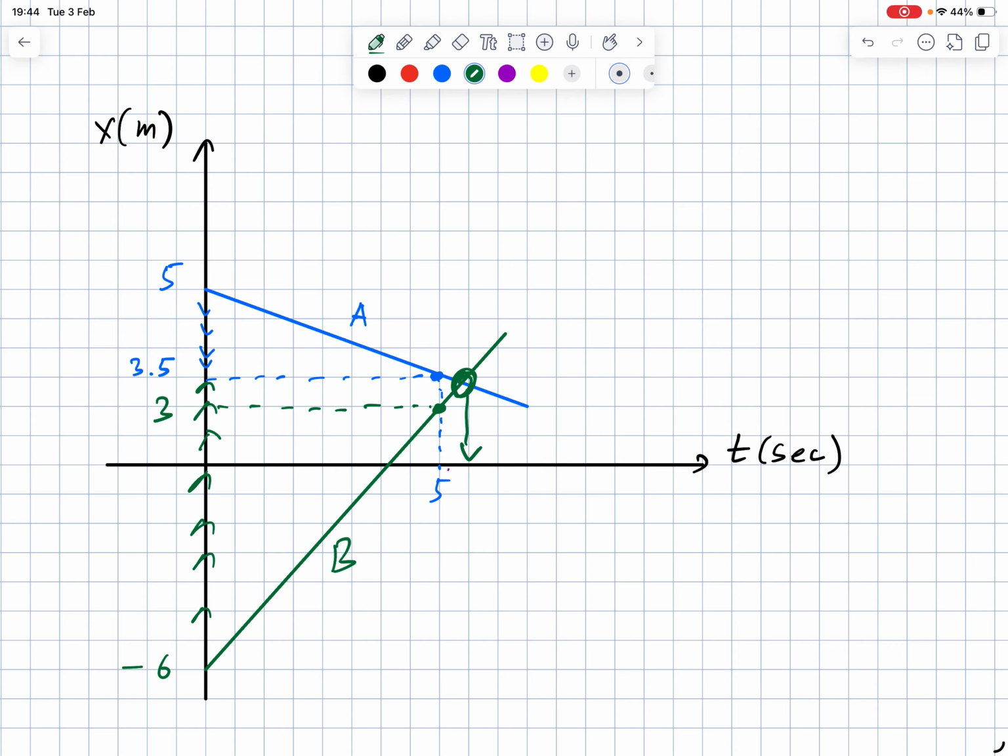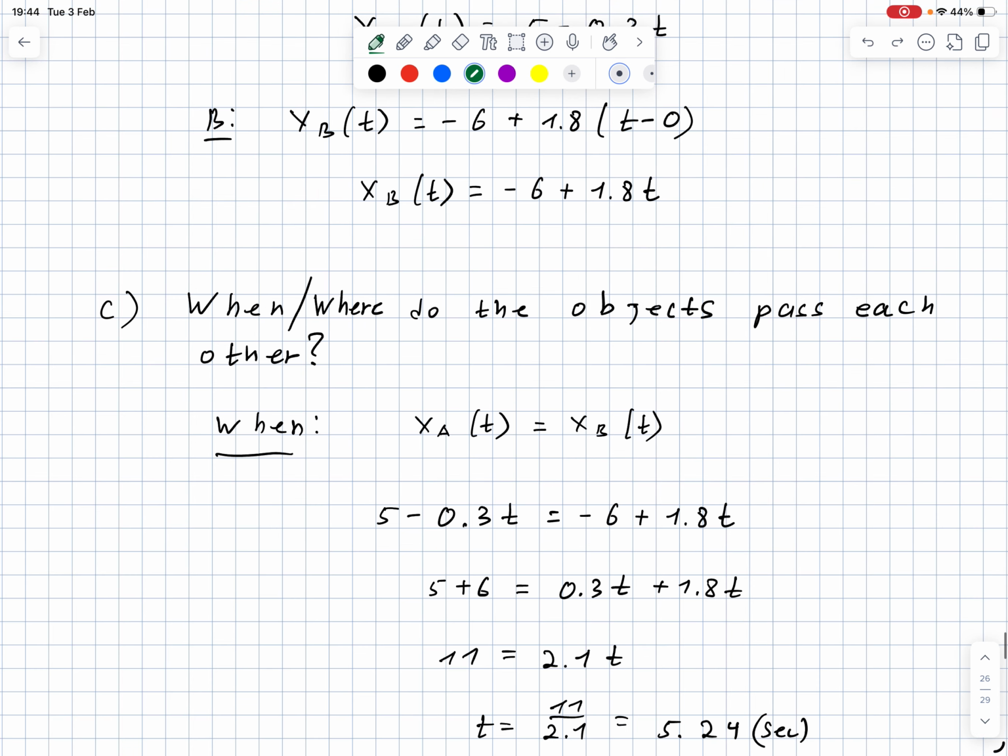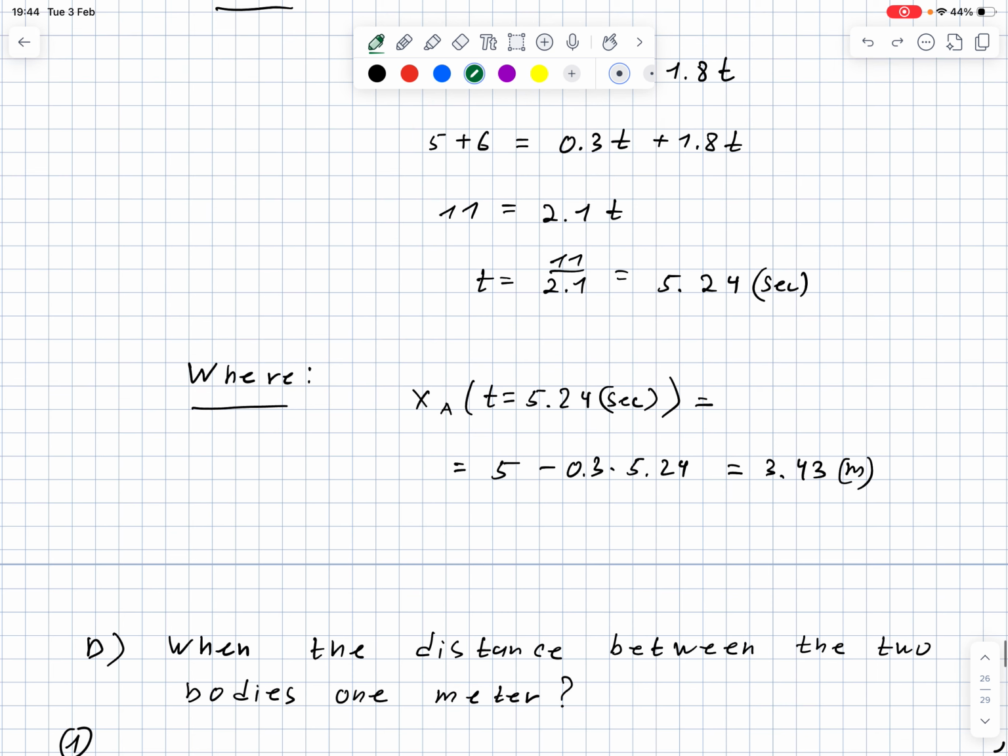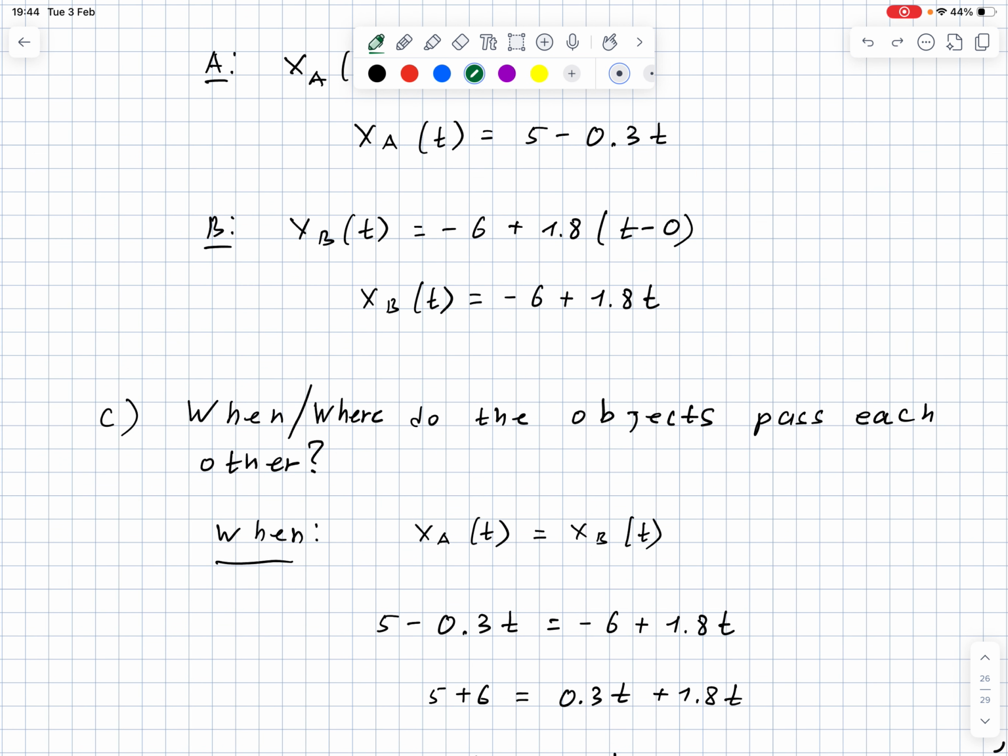I don't know yet what the time is, which is the when, and of course I need to find later also the where, the position when they pass each other. As you can see, to find the time and the position when they pass each other, we need to say the following: the position of object A would be the same as the position of object B.